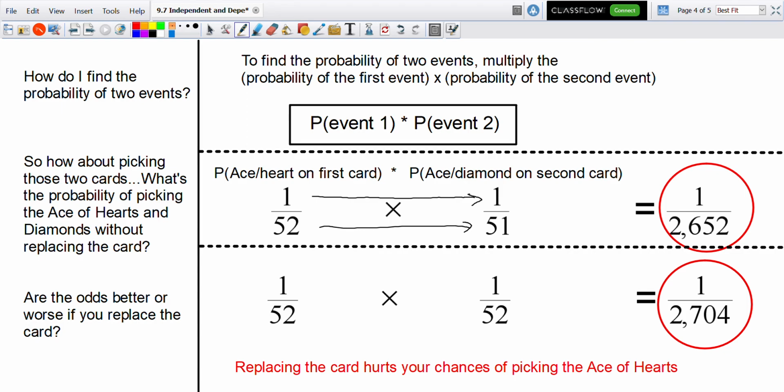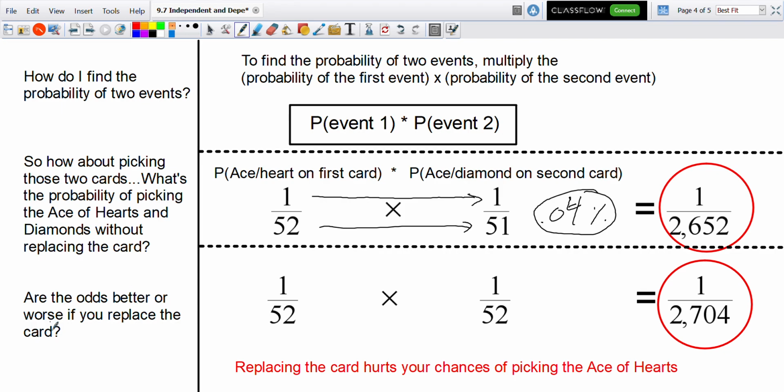Okay, if I were to go to my calculator here, 1 divided by 2,652 is a 0.04% chance. Less than a percent, less than a fraction of a percent chance of picking an ace of hearts and then an ace of diamonds.